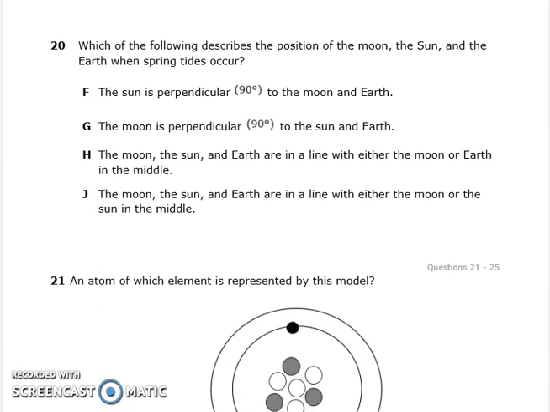Number 20. Which of the following describes the position of the moon, the sun, and the earth when the spring tides occur? F, the sun is perpendicular to the moon and earth. G, the moon is perpendicular to the sun and earth. H, the moon, the sun, and the earth are in a line with either the moon or earth in the middle. J, the moon, the sun, and earth are in a line with either the moon or the sun in the middle.